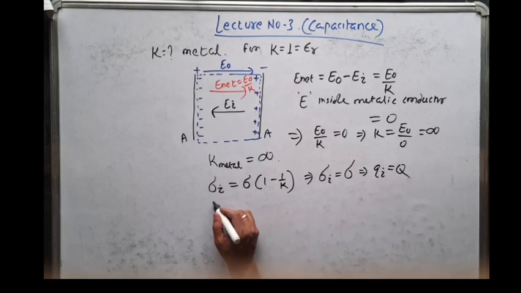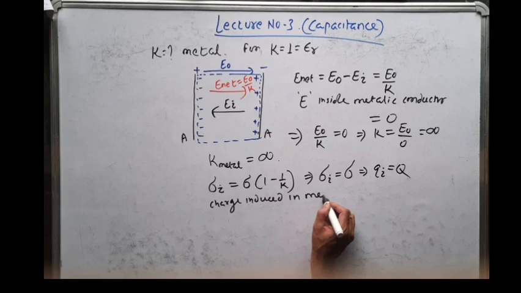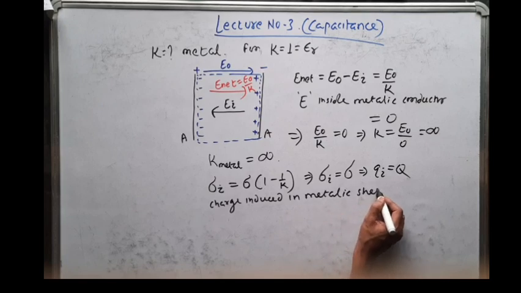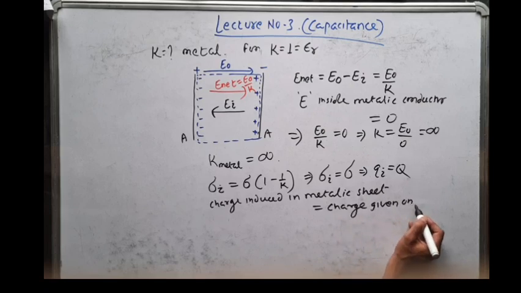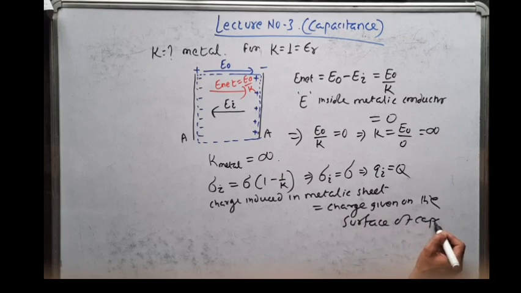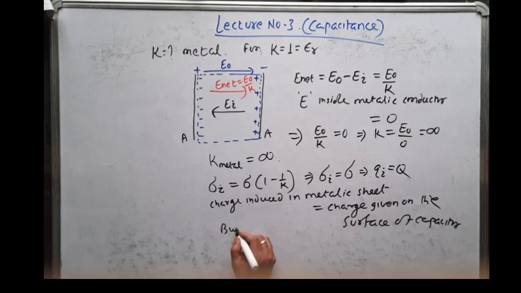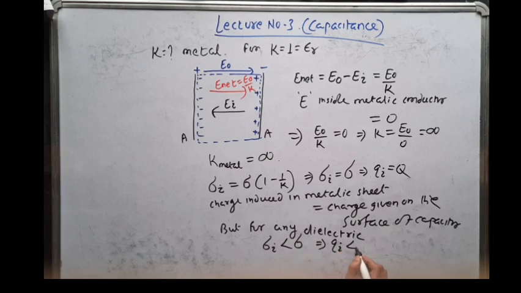So this Qi, the charge induced in the metallic sheet, is equal to the charge given on the surface of the capacitor. But for any dielectric other than this metallic sheet, the sigma I, surface charge density due to induced charge, is less than sigma, or you can say Qi is less than Q.